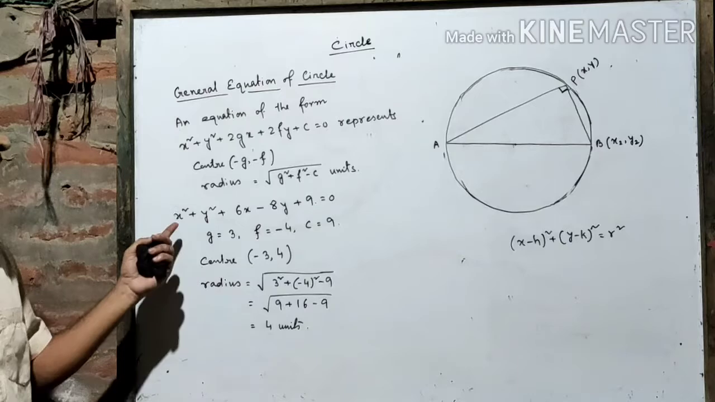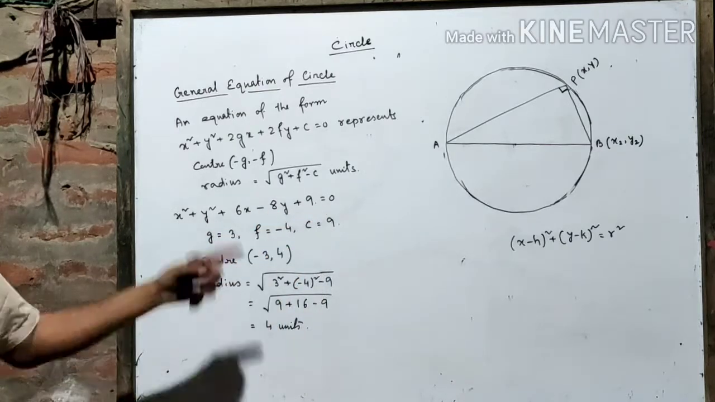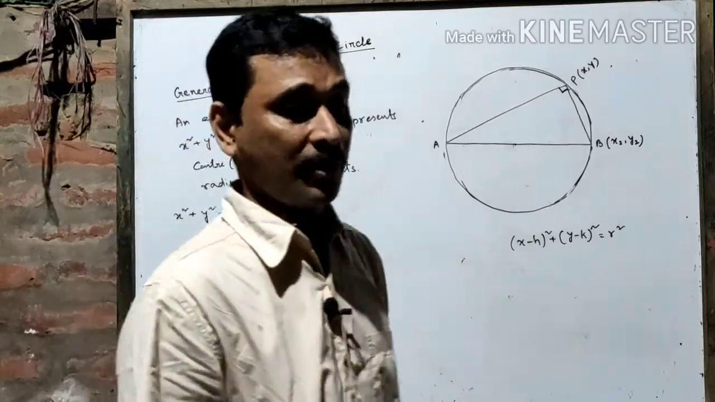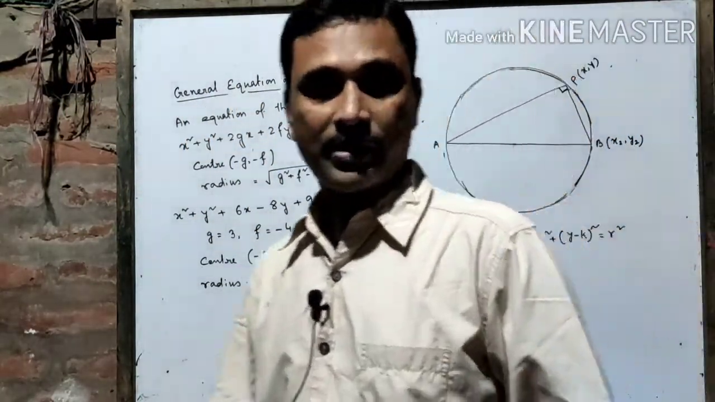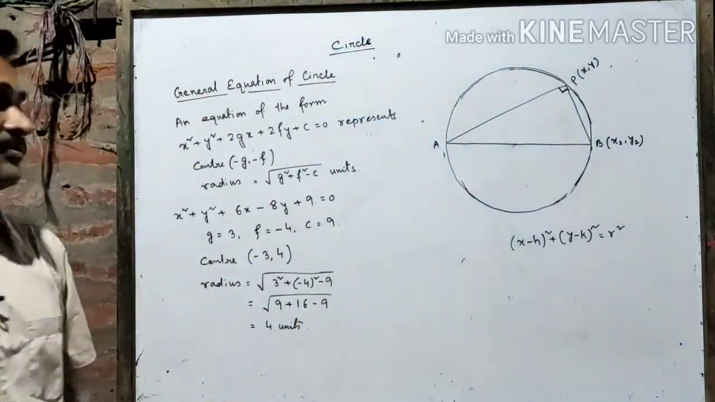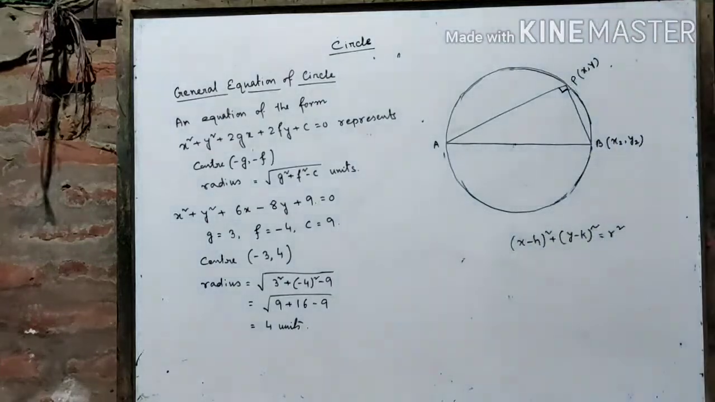So even if the equation is given in this form, we can find the center and radius directly if we know the general form of the equation of the circle. So this is the use of the general equation of a circle. Now we will solve some examples.